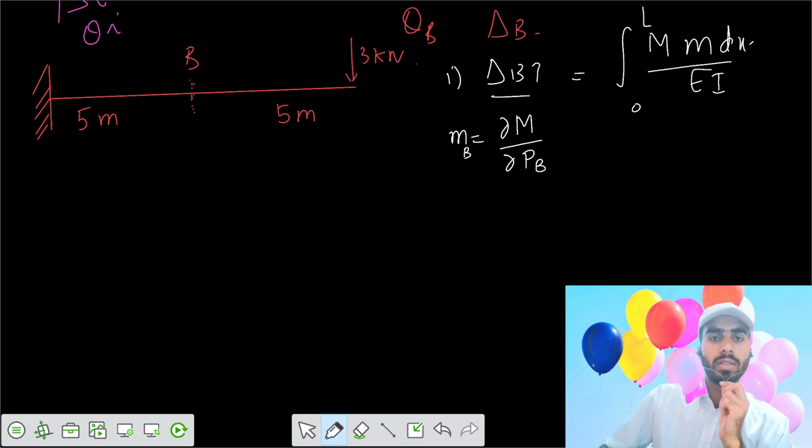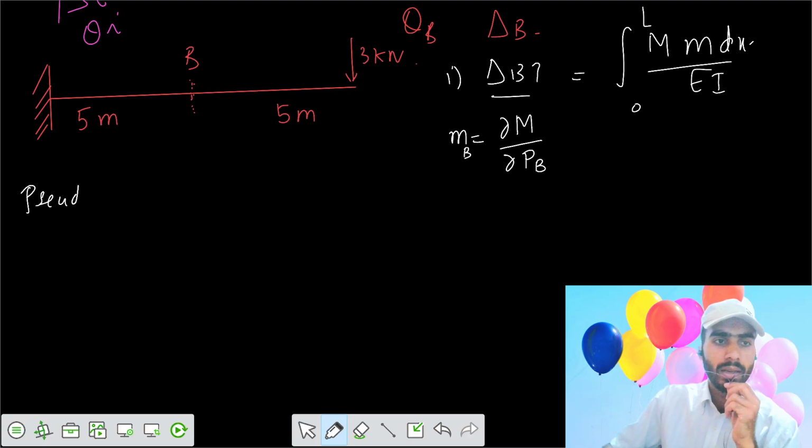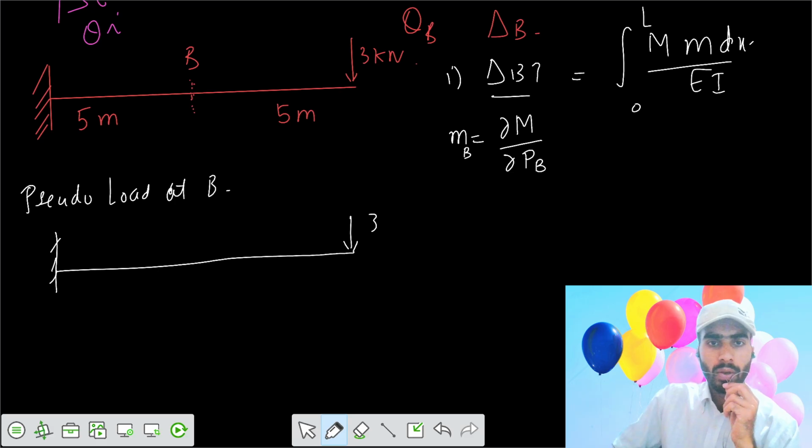But the load is not applied at location B, so we have to apply a pseudo load at B. You already have the 3 kilonewton acting at the free end. You have to apply here a pseudo load.